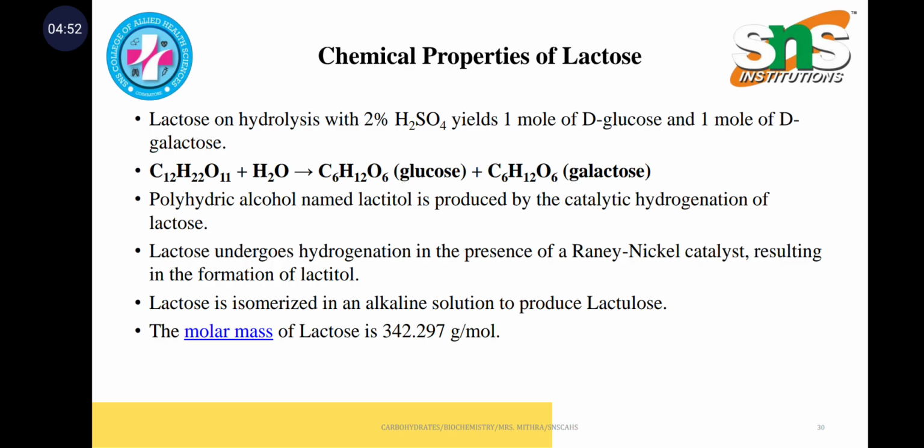These are the chemical properties of lactose. C12H22O11 plus H2O gives glucose and galactose, that is C6H12O6, and it undergoes hydrogenation and is isomerized in alkaline solution to produce lactulose.